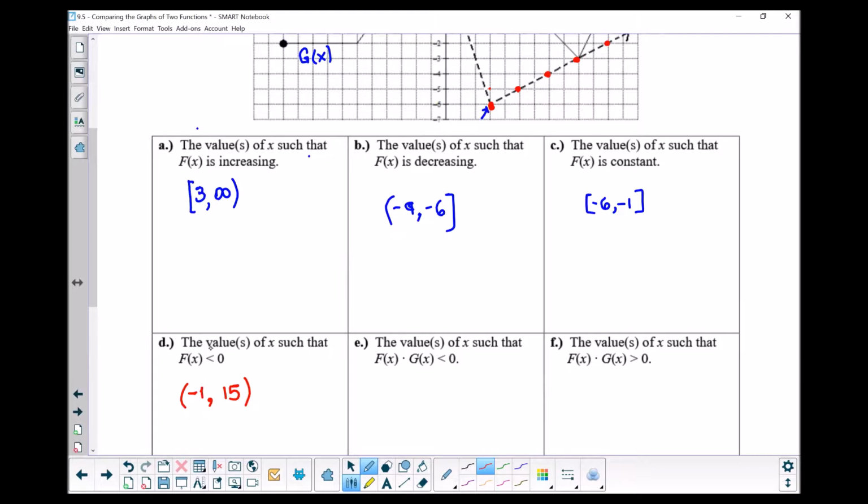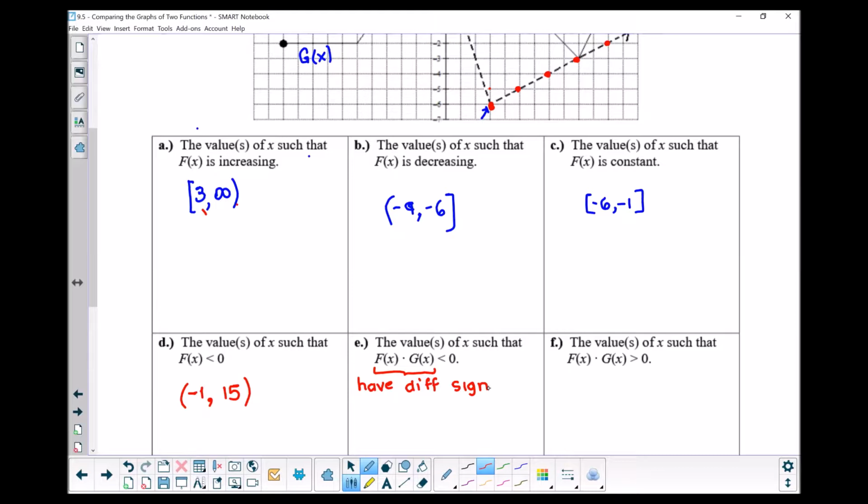Okay. Now things get a little bit more interesting with part E. Find the values such that f and g multiply and are less than 0. Well, what do you know about two things that you multiply and get a less than 0 result? That would mean that f and g have different signs, right? One will be positive, one will be negative, or vice versa. Yep, perfect.